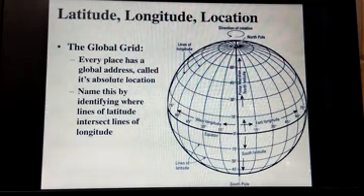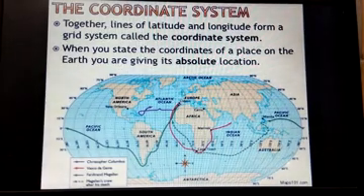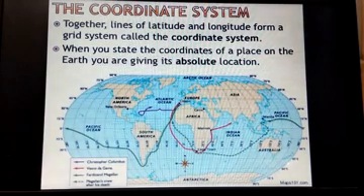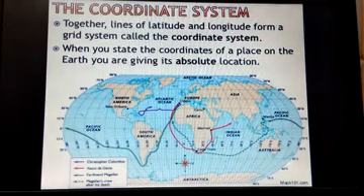This is called the absolute location. Actually, this is your homework. Alright. Coordinate system means north, south, east, west. Grid system is called coordinate system. Together, when the lines of latitudes and longitudes are drawn on the grid, this is known as coordinate system. When you state the coordinates of a place on the earth, you are giving an absolute location.